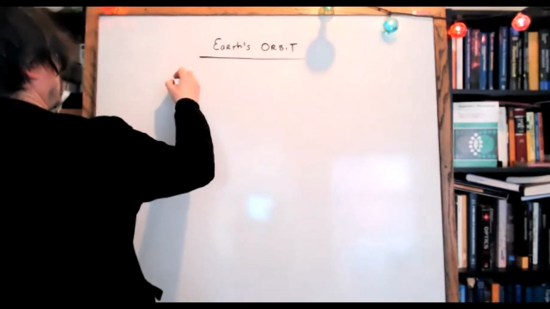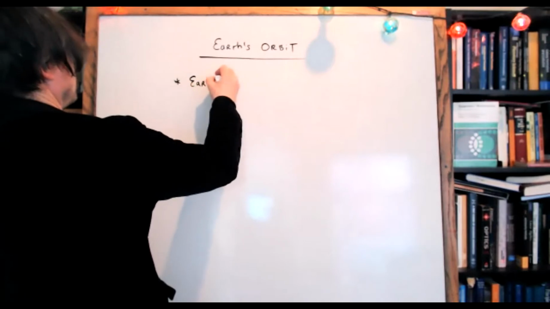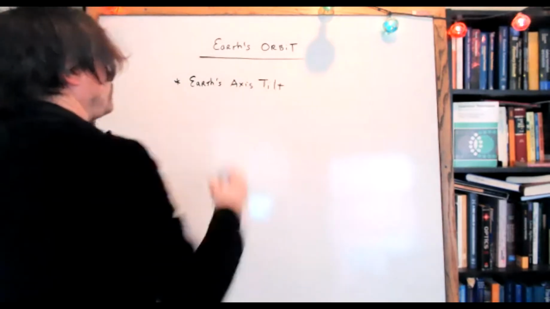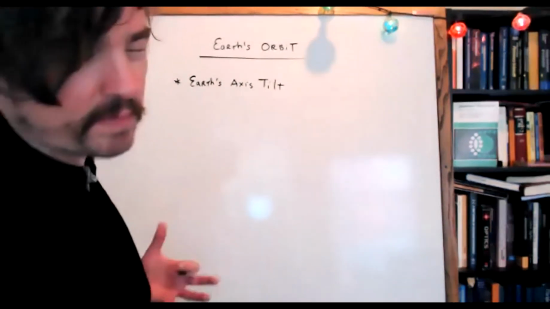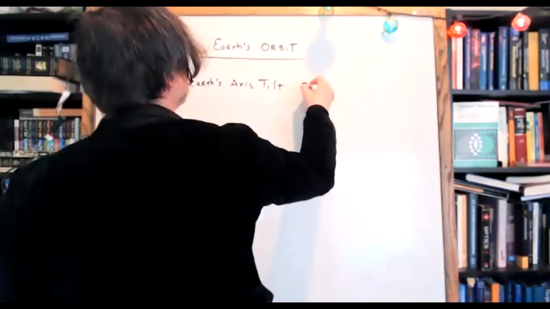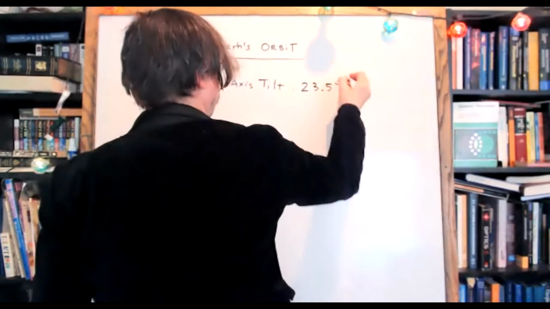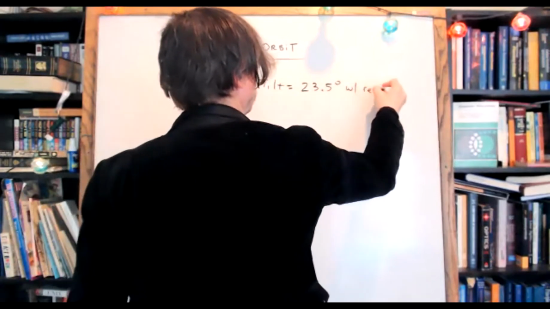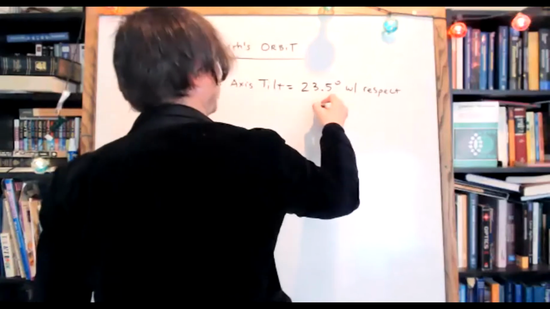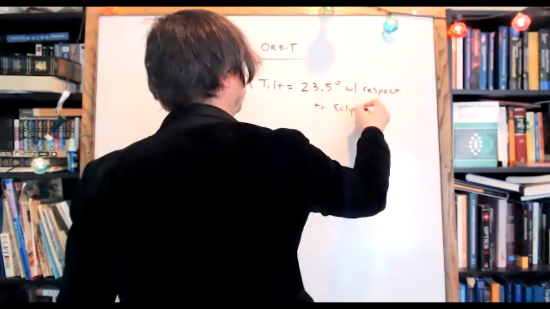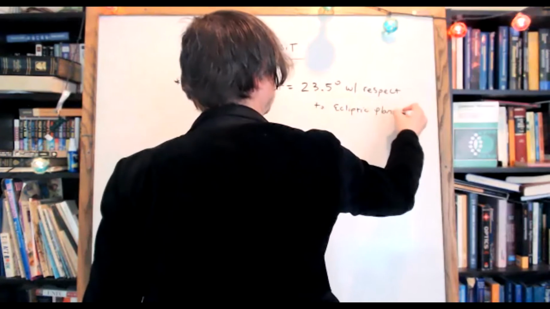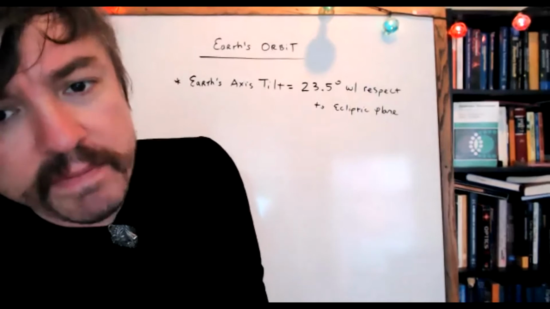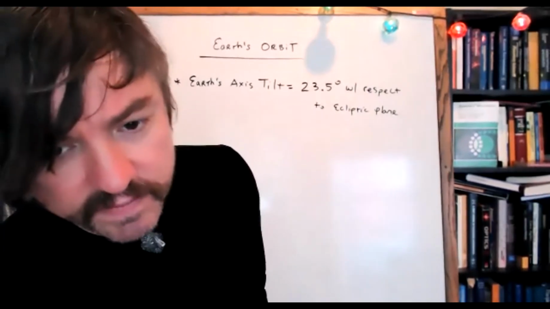Most of the other planets have axis tilts, and some of them are pretty wonky. Earth's is 23.5 degrees with respect to the ecliptic plane, okay? Because it maintains the direction of the tilt, right?